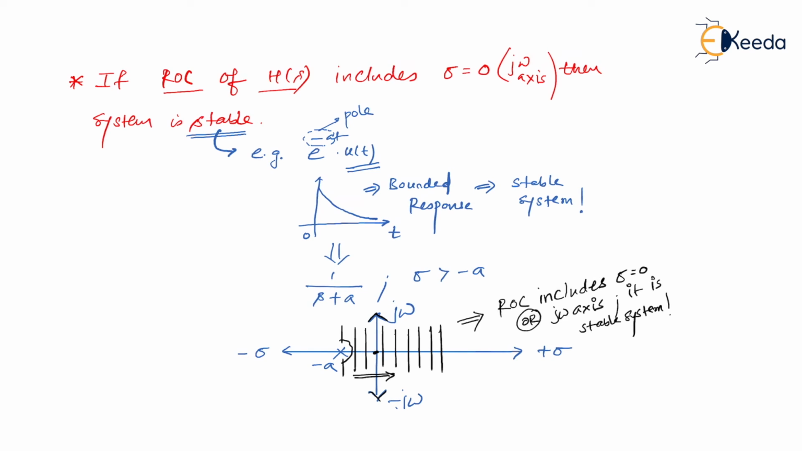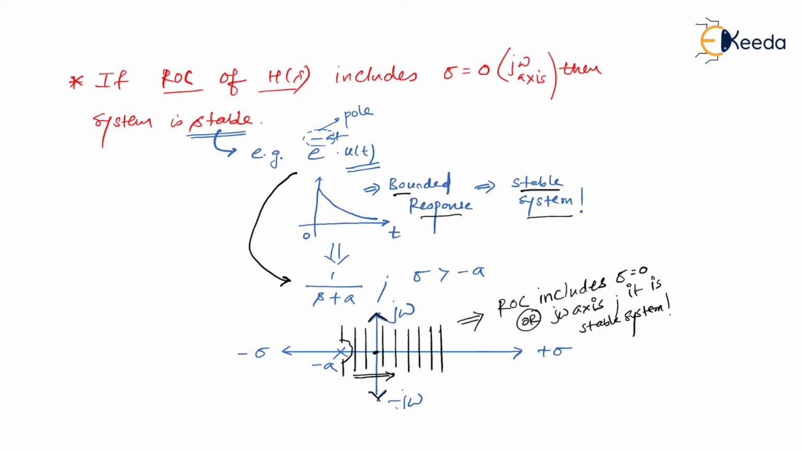So here I want to give you extra knowledge also. Let me remind you, we knew that this was a bounded response, that is belonging to a stable system, but this was when I plotted with respect to time. So we really don't have to do this. Just take a Laplace transform directly, plot its ROC, and see whether within this ROC the j omega axis is included or not. If the j omega axis is included, then we can say that the system is stable.